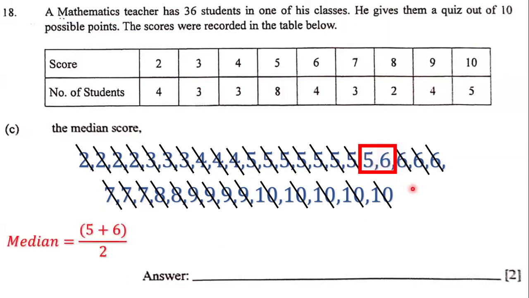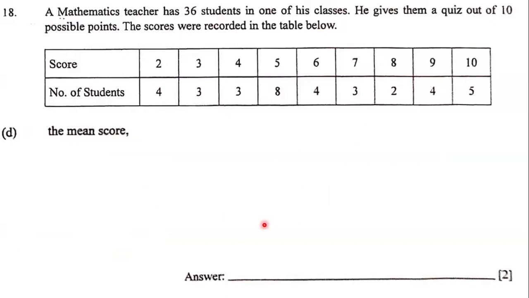And so in order to find the median, we're going to add 5 and 6, which is 11, and then we divide it by 2, which is going to be 5.5. And so that means that the median is 5.5. Let's move on to the next question.